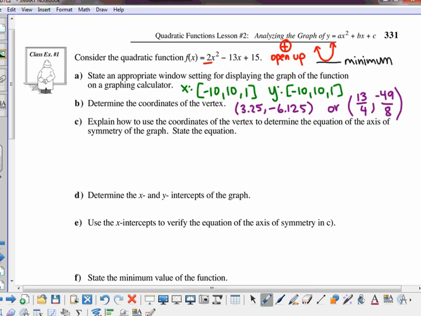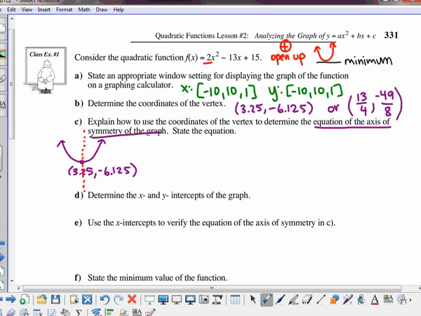Okay, anyways, on backtrack. Explain how to use the coordinates of the vertex to determine the equation of the axis of symmetry. So we said this is opening up. We saw it opened up. It had a minimum value. If we plotted this, the minimum value would be 3.25, comma, negative 6.125. Where does the axis of symmetry go? Right between them.